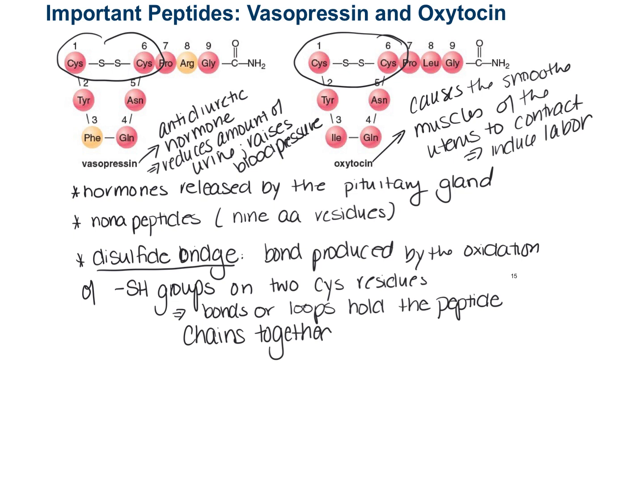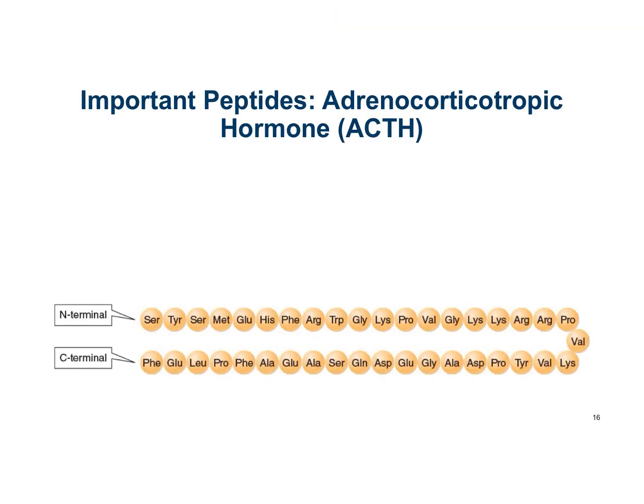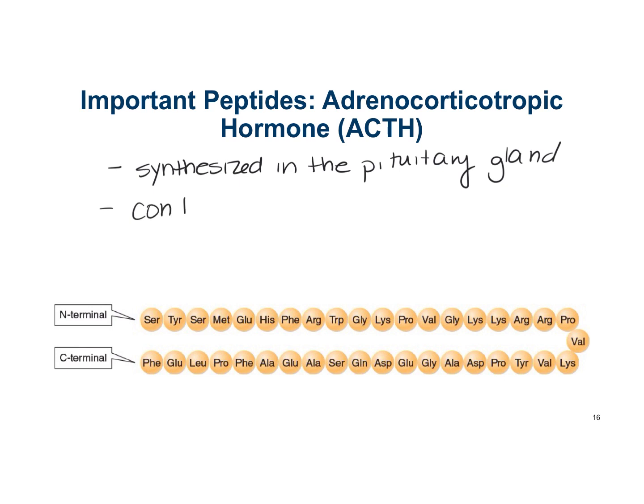Now, another important peptide hormone is adrenocorticotropic hormone, which is abbreviated as ACTH. It's synthesized in the pituitary gland and contains 39 amino acid residues. It doesn't have any disulfide bridges, and it regulates the production of steroids in the cortex of the adrenal gland.